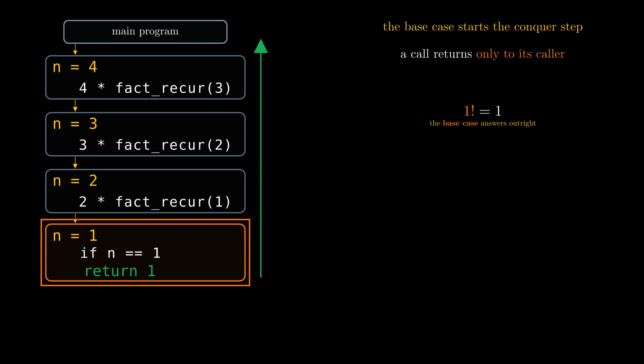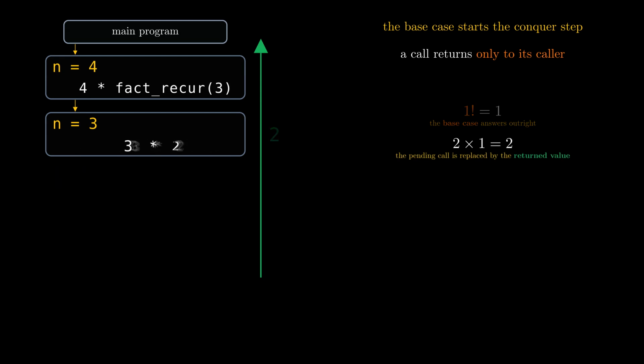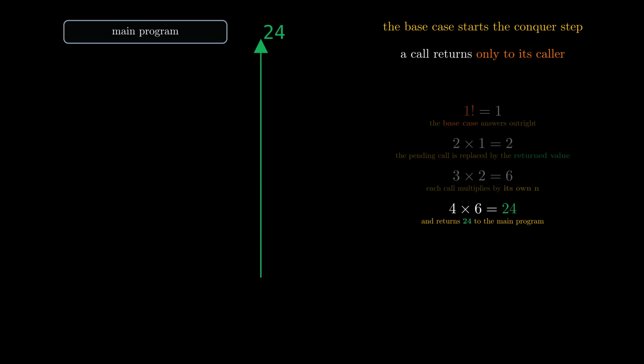Every function returns its value to whoever called it, and only to whoever called it. So fact_recur of 1 hands 1 back to the call holding n equal to 2, and it disappears. That call replaces its pending call with 1, computes 2 times 1, returns 2, and disappears. The call holding n equal to 3 computes 3 times 2, returns 6, and disappears. The call holding n equal to 4 computes 4 times 6, returns 24 to the main program, and disappears. The main program prints 24. On the way down, nothing could finish.